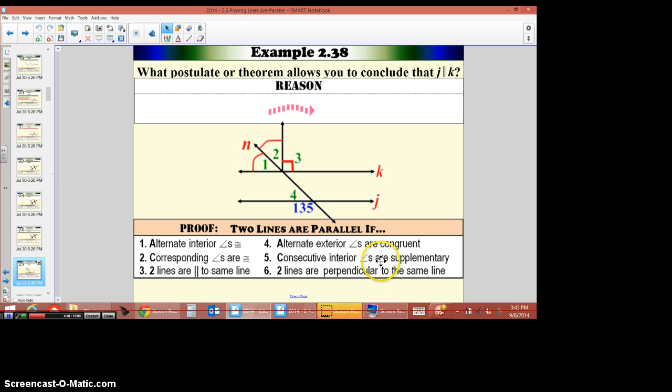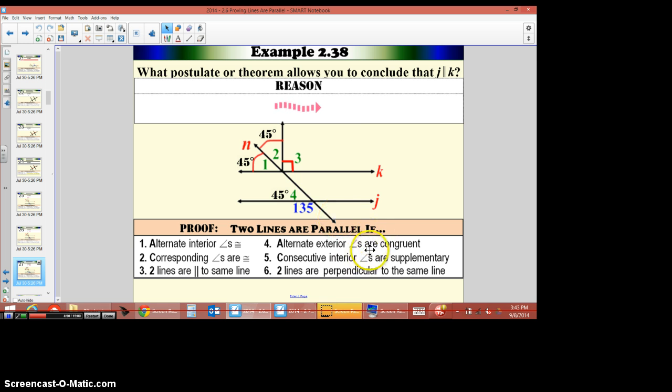Now we look at 135 plus 4 forms a linear pair, so we know that angle 4 plus 135 has to equal 180 degrees, which means that angle 4 has to equal 45 degrees. When we look at those 4 angles, all of them are 45 degrees for different reasons.